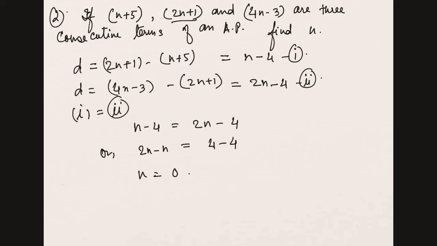Now to check whether we are correct or not, we can replace the value of n in the sequence. The sequence is now 5, 1 and minus 3. You see it is a decreasing sequence. The value of D is 1 minus 5, which is minus 4, and here also D equals minus 3 minus 1, which is minus 4. So yes, we are correct. It's a counter check we can always do for this kind of sequence.